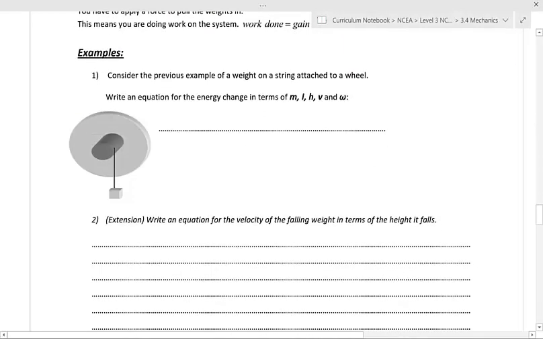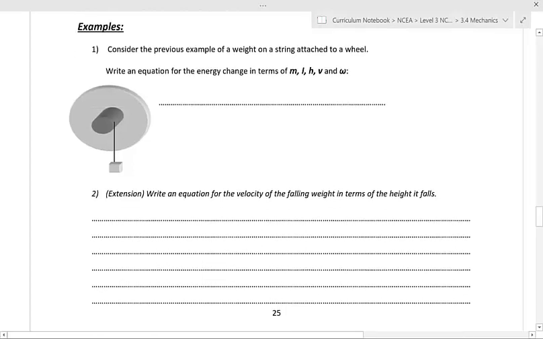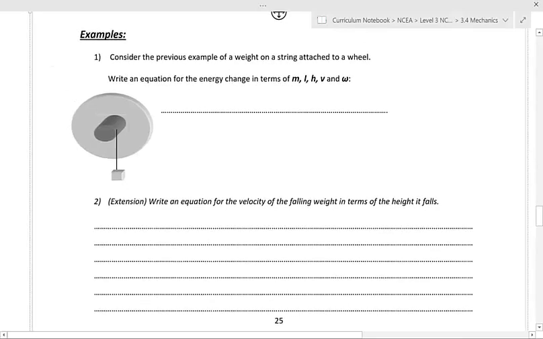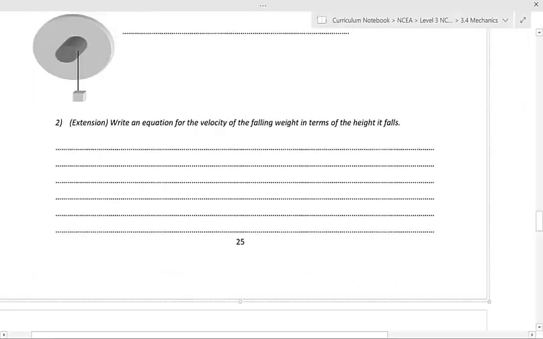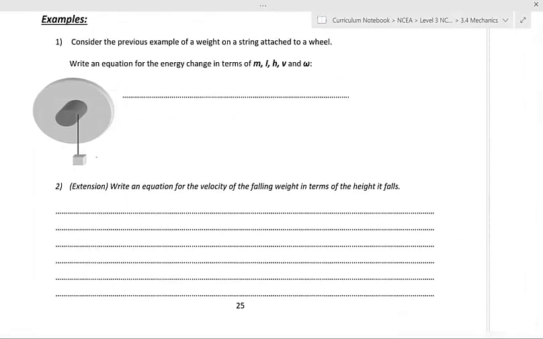Okay, so let's look at how we can apply this concept of rotational kinetic energy. Consider that example of a weight on a string. We can write an equation for the energy change in terms of m, I, h, v, and omega. The weight starts off with an initial energy of mgh. h is the distance that it's going to fall, so h is this distance here.